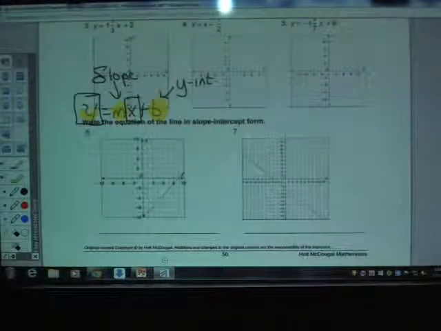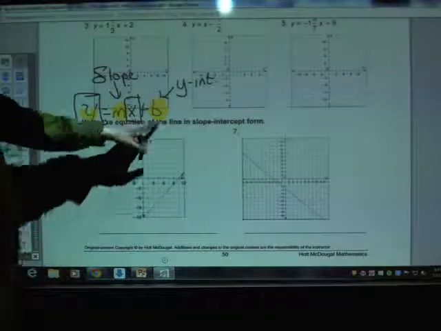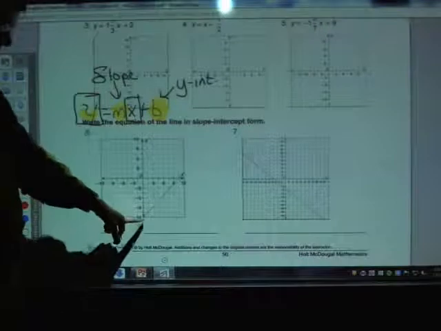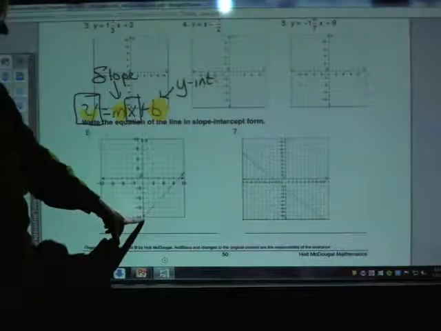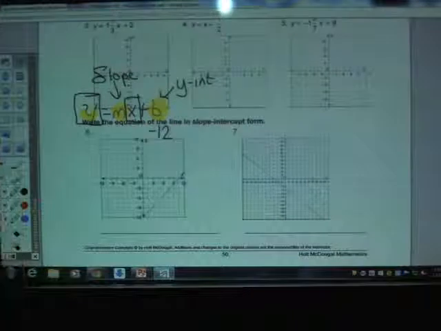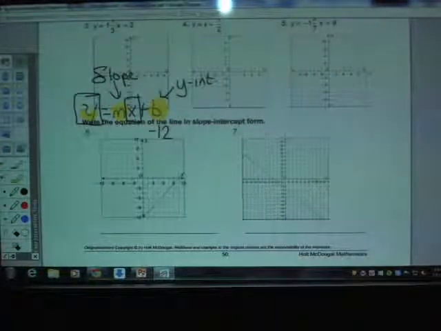So looking at this one here, I'll start off with the y-intercept number. Where does the graph go over the y-axis at number 6? Well, it goes over the y-axis here at negative 12. So the b number here is going to change into negative 12. All right, then I need to find my slope. My slope is my rise and my run to go from one point to the other here.